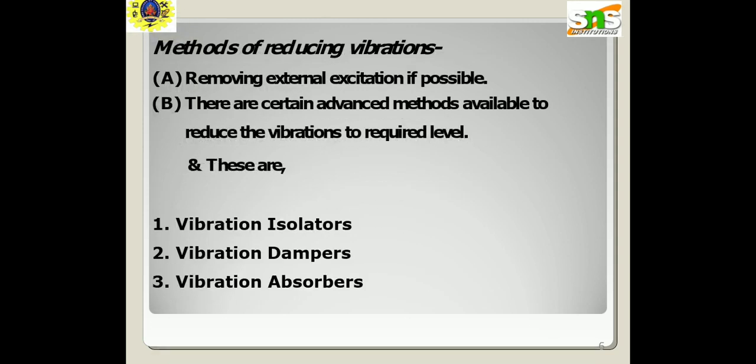Now, methods of reducing vibration: first, removing the external excitation if possible. There are certain advanced methods available to reduce the vibrations to the required level, and these are: the first one is a vibration isolator, the second one is vibration dampers, and the third one is a vibration absorber.